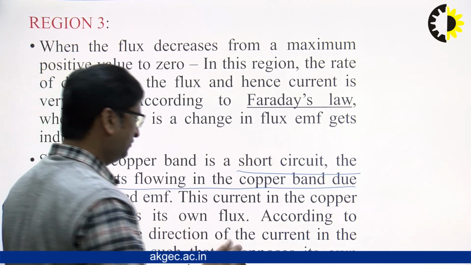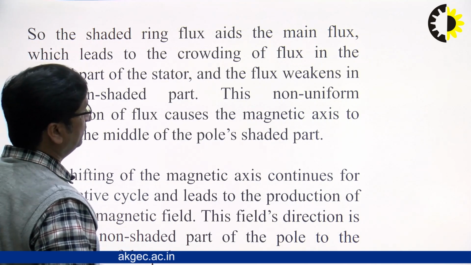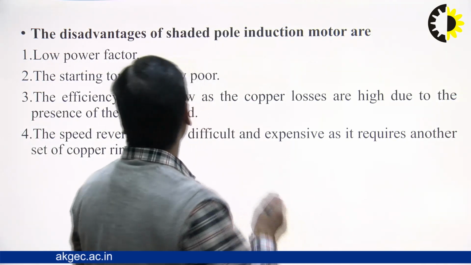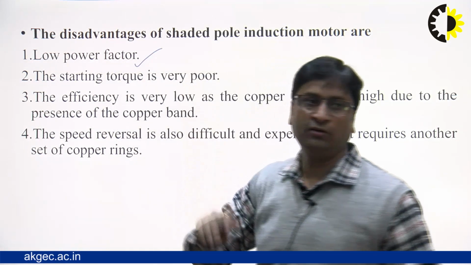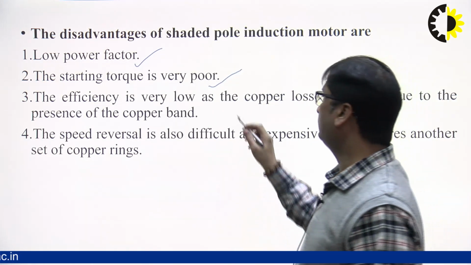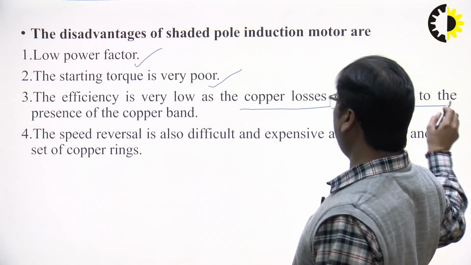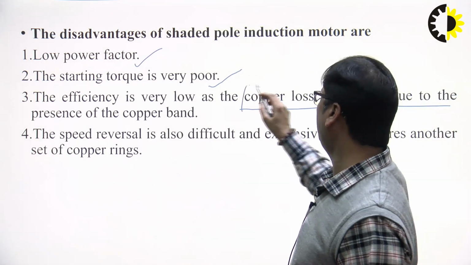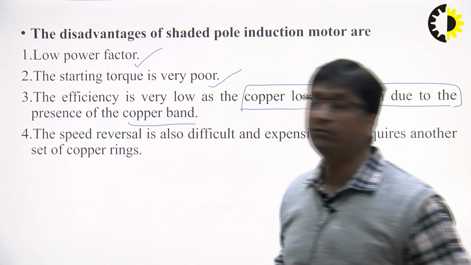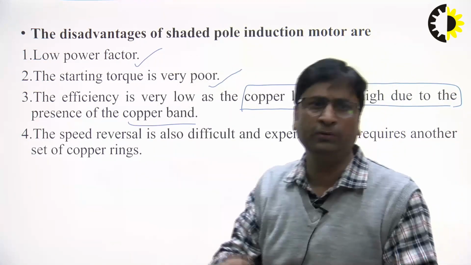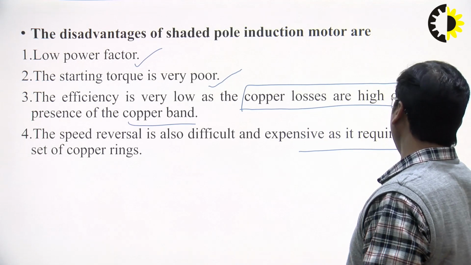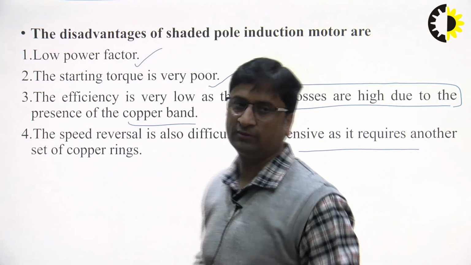But there are some disadvantages for this type of motor. It has a very low power factor, the starting torque is not so good, and the efficiency is also low. And why is the efficiency low? Because the copper losses are high due to the presence of the copper band. The copper band will cause copper loss, so the efficiency is low. And speed reversal is also difficult and expensive, as it requires another set of copper rings.